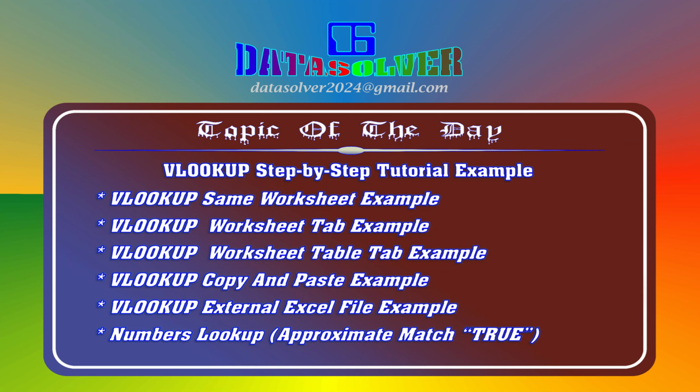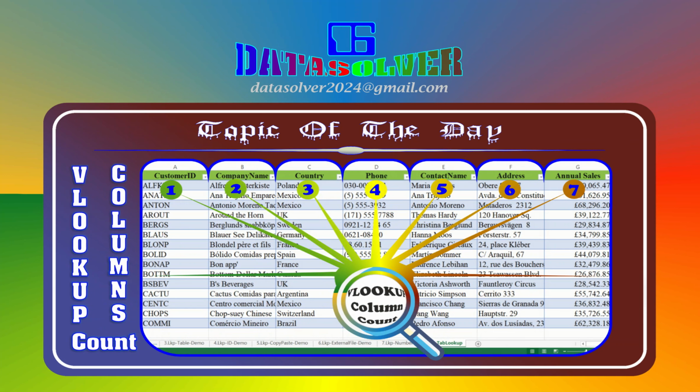Our next slide shows our topics of the day: VLOOKUP same worksheet, VLOOKUP worksheet tab, VLOOKUP worksheet table, VLOOKUP copy and paste, VLOOKUP external Excel file, number lookup, approximate match with attribute true. And the next slide shows our column count from customer ID to annual sales, which is 7. And our next slide shows our practical worksheet section.